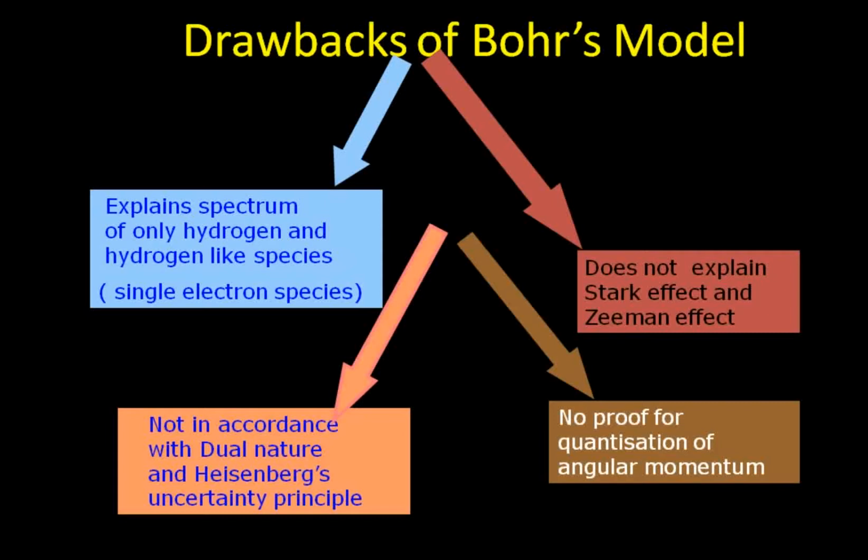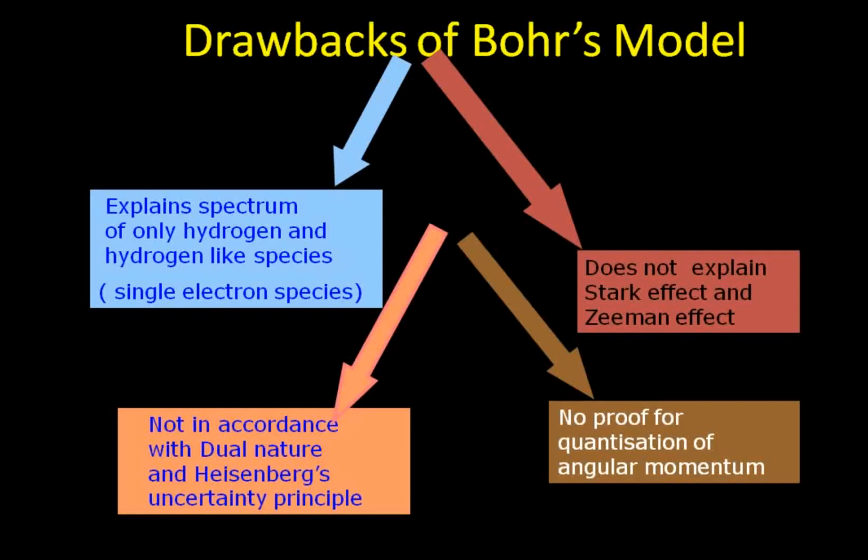Now the third one is that it explains only the spectrum related to hydrogen-like species, that is, having a single electron in their outermost orbit. But in case of an atom or element having more than one electron in the outermost orbit, or more multi-electron atoms, it completely failed to explain the spectrum related to it.